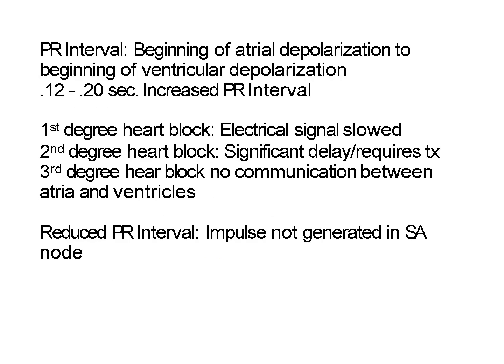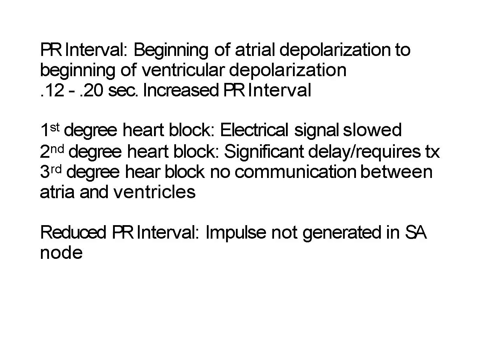The PR interval measures the time from the beginning of atrial depolarization to the onset of ventricular depolarization, normally lasting between 0.12 and 0.20 seconds. It represents the delay as the impulse travels through the atria, AV node, and into the ventricles, allowing the chambers to contract in proper sequence. When the PR interval is prolonged, it signals a conduction delay, known as a heart block. In a first-degree heart block, the signal is simply slowed.